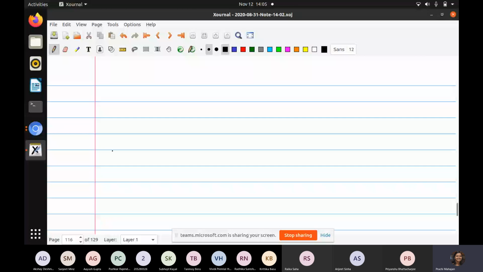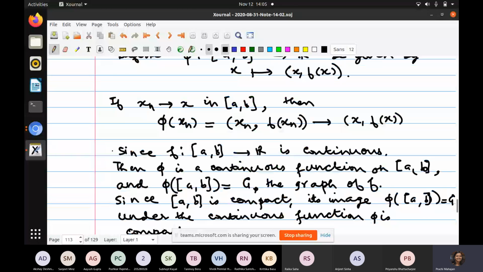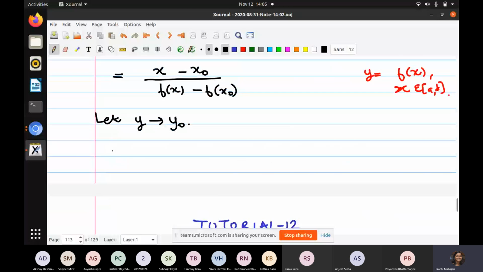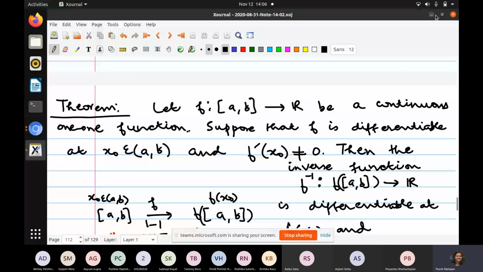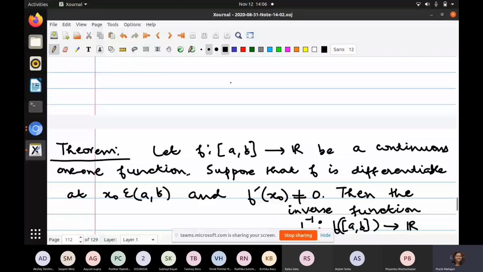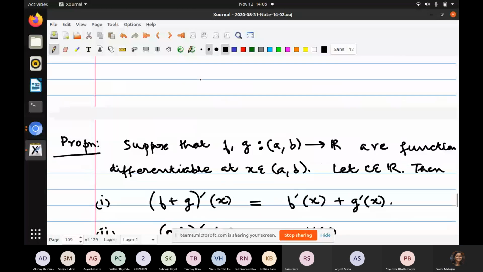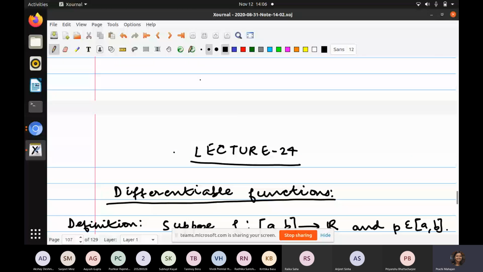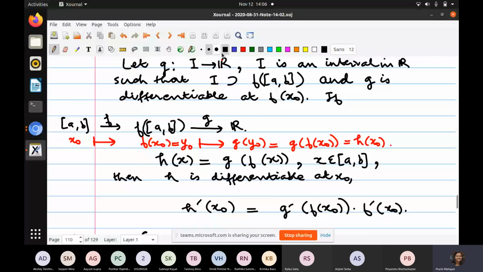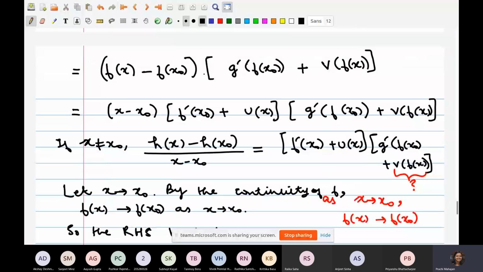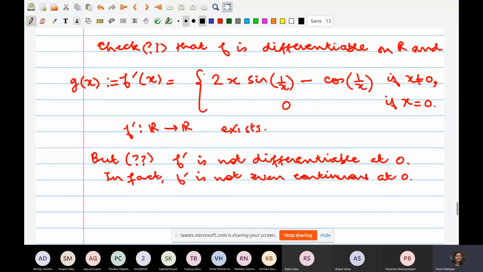So last time, this was the morning tutorial session. This is what we were discussing last time. We introduced differentiable functions. So let me start. I think it's lecture number 24 today. Let me check. 25 it is. Nevertheless, we defined the meaning of a function being differentiable at a point, and we also saw some examples.